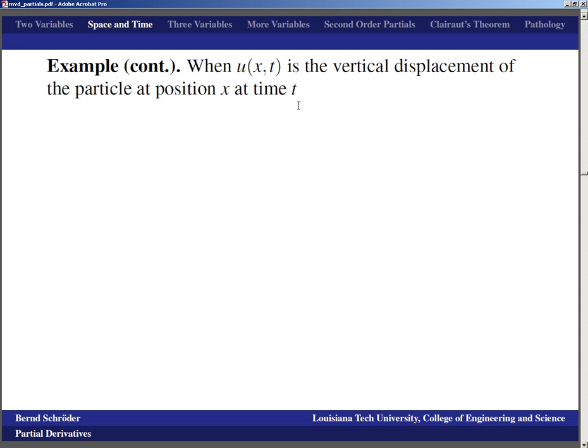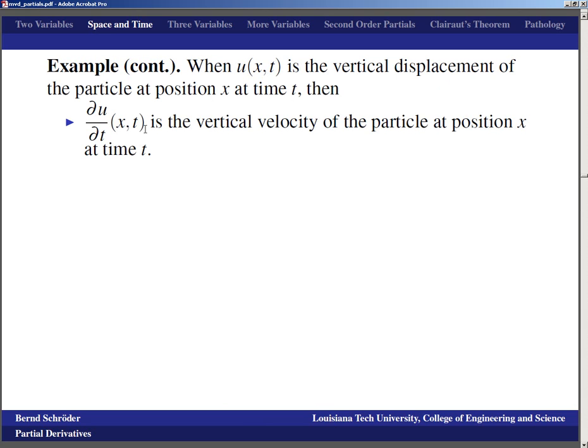So we continue, and when u of x and t is the vertical displacement of the particle at position x and at time t, then the partial derivative with respect to time is the vertical velocity of the particle at position x and time t. Basically, a derivative with respect to time is always a rate of change. That was that way when we looked at functions of one variable, and remember, the idea for partial derivatives is you hold all variables except for one variable, in this case the time variable, constant, and so you're still talking about a derivative with respect to time.